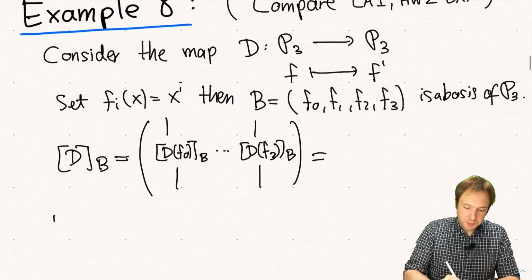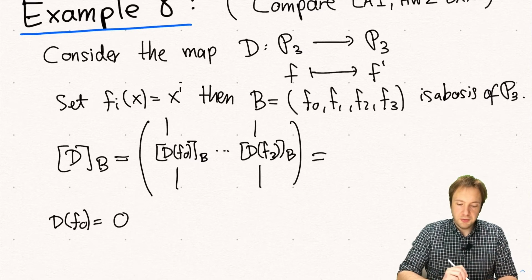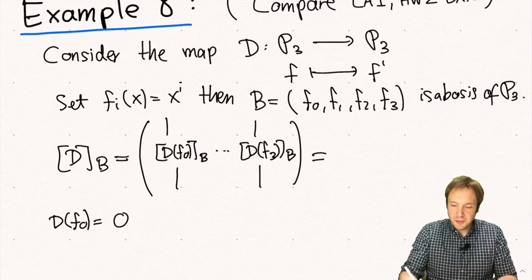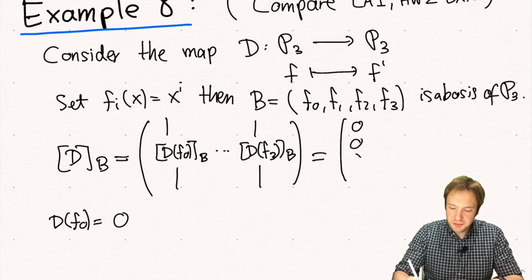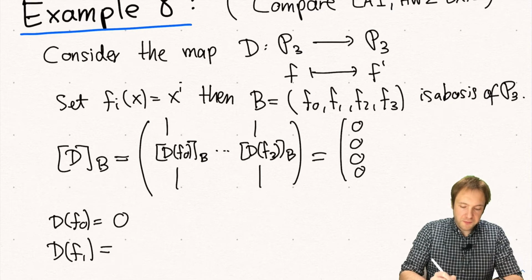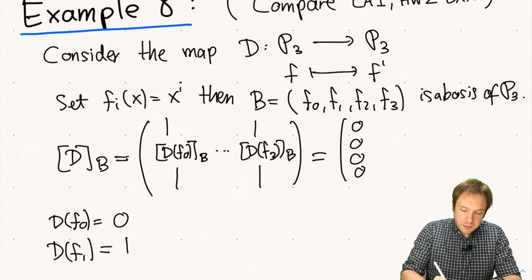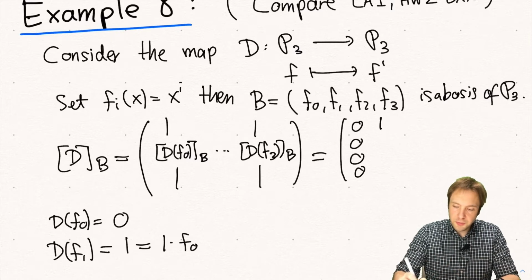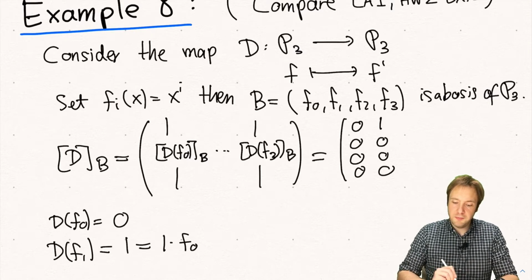Okay, so what is d of f0? Well, f0 is just the constant 1, and the derivative of this is just 0. And how do we write 0 as a linear combination of these f's? Well, it's just every coefficient 0. But now, what is d of f1? Well, f1 is just x, the derivative is 1, and therefore this is 1 times f0, so it's 1 times f0, 0 times f1, 0 times f2, 0 times f3.